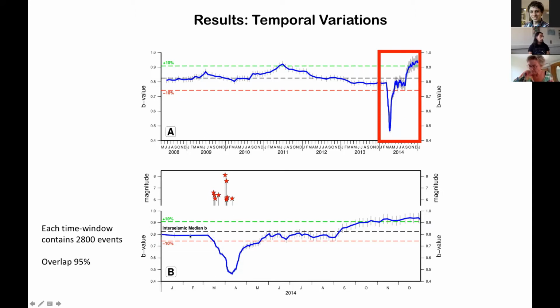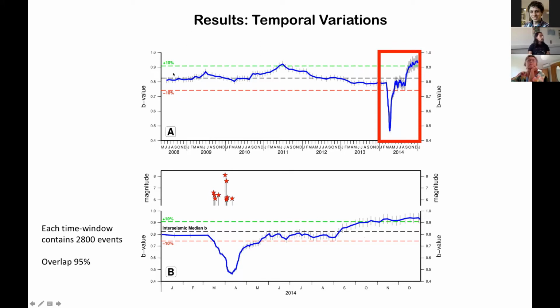So in 2014, the b-value was kept around 0.8, but then the foreshock sequence starts, and following the first events of the foreshock sequence, we see immediately a sudden decrease of the b-value, which increases after the main shock, reaching very low values around 0.45. But after the main shock, we see a rapid recovery, an increase of b-value back to interseismic levels, and even above the previous interseismic levels.